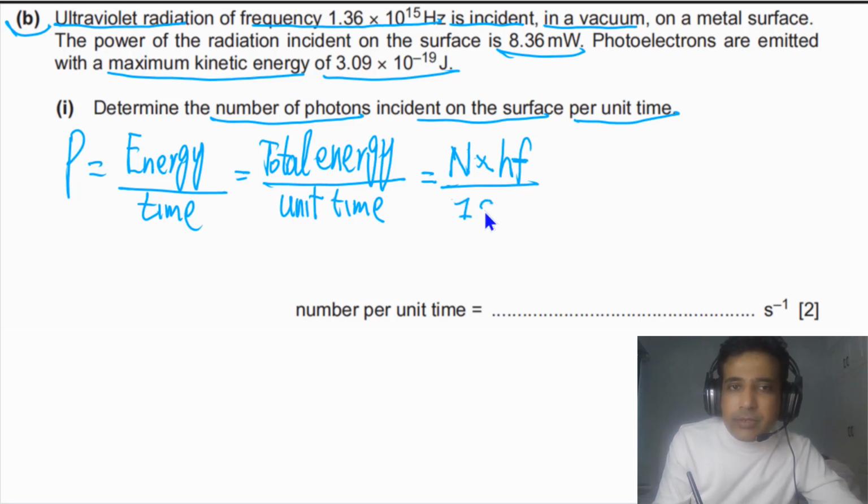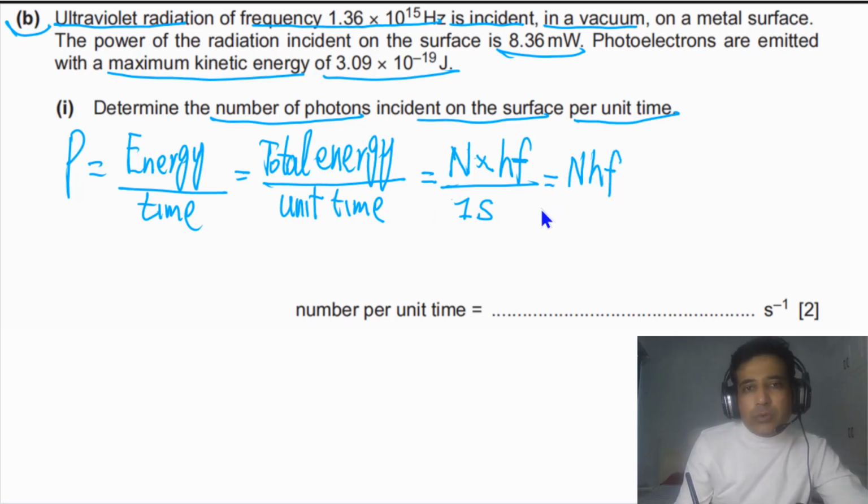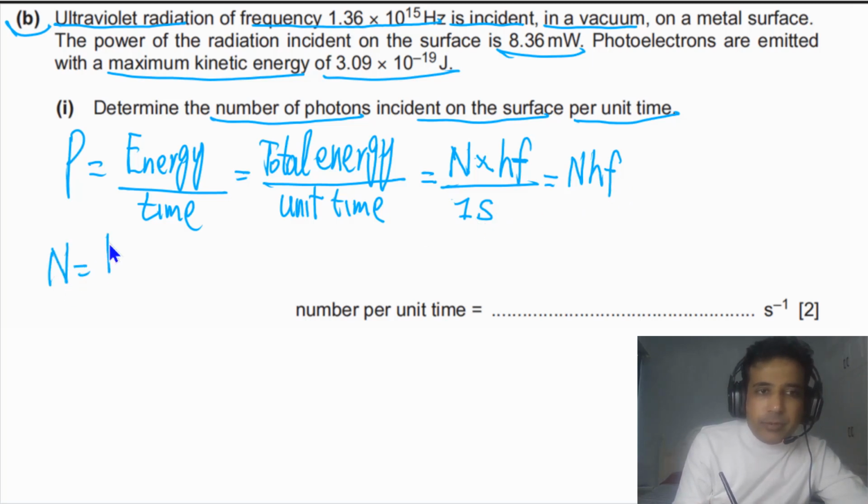Now from here, N you need to find out, and the value of hf. So simply P equals N hf, because this is 1 second. We need to find the value of N, so N simply will be equal to P divided by hf. N is the number of photons per second.